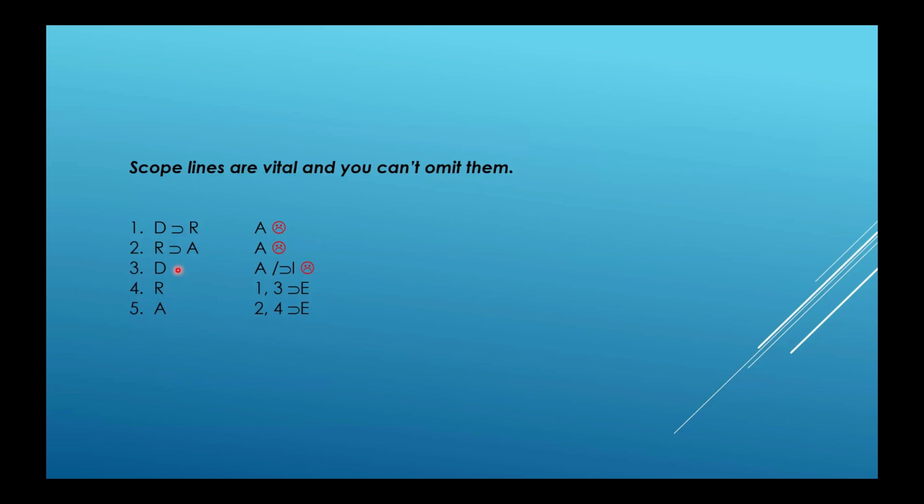Your derivations may not be formatted exactly the same way that they are in the textbook, but there will always be a way of indicating what your assumptions are. So you're always going to have scope lines indicated somehow. And that is really, really crucial. They can't be omitted.